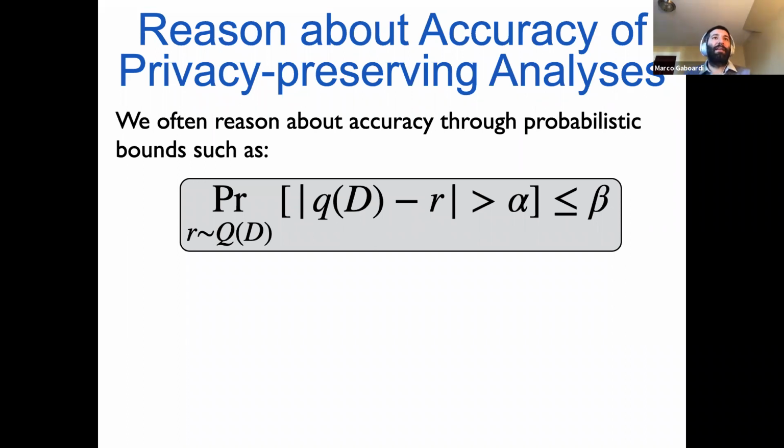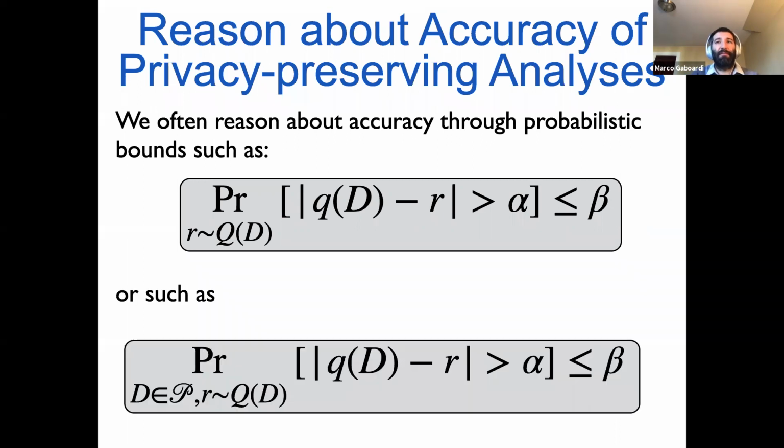So these are the kind of statements that we have everywhere in differential privacy. And actually, there is another form of similar statement where the probability does not depend only on the probabilistic program, but depends also on the data. Okay. Now, these are two essentially different ways of measuring accuracy in differential privacy.